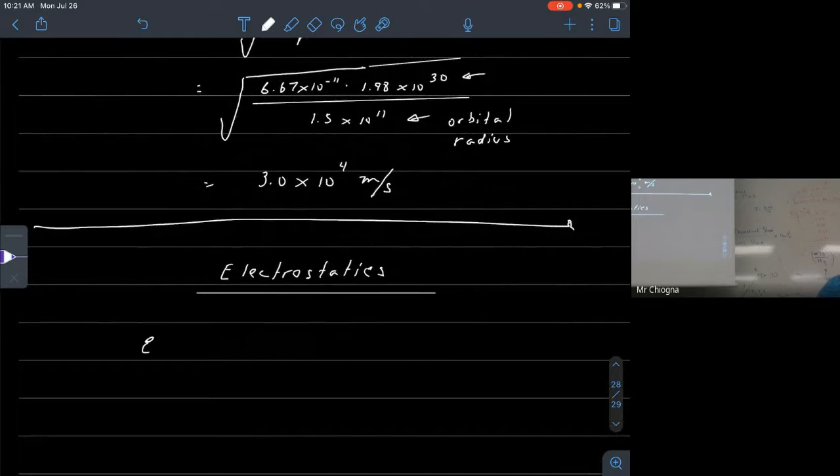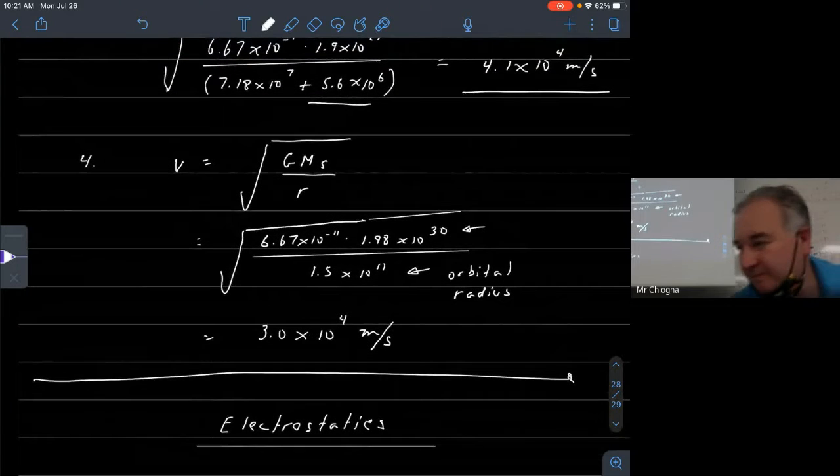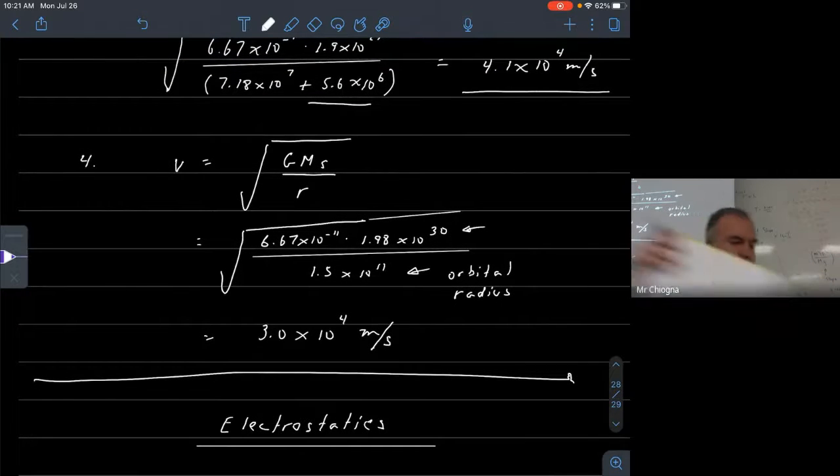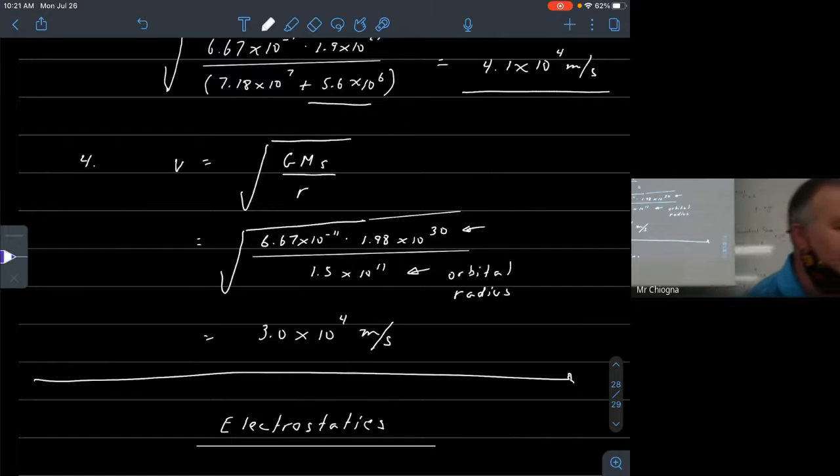I know what I'm doing different. I got to write like this. This is helpful. That's why I wasn't writing neatly.